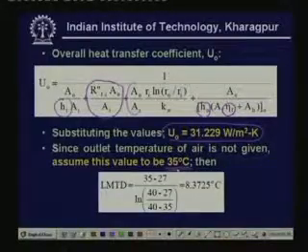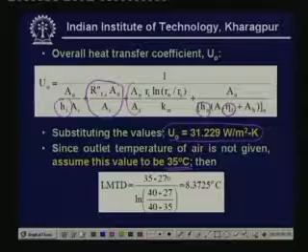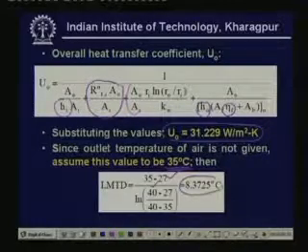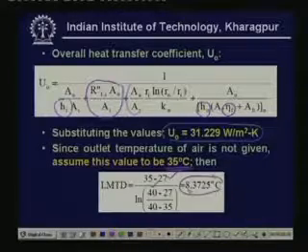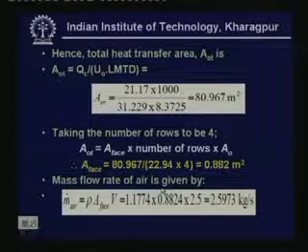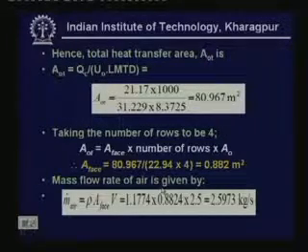The outlet temperature of the air you have to assume in such a way that it should not be greater than the condensing temperature, obviously, because heat transfer has to take place from refrigerant to air. So in this problem, let us assume a value of 35 degrees for the outlet temperature of air. Inlet temperature is given as 27 degrees, condensing temperature is given as 40, so we can calculate the LMTD. LMTD is 8.3725 degrees centigrade. Once you know the LMTD, we can find out the total external area.